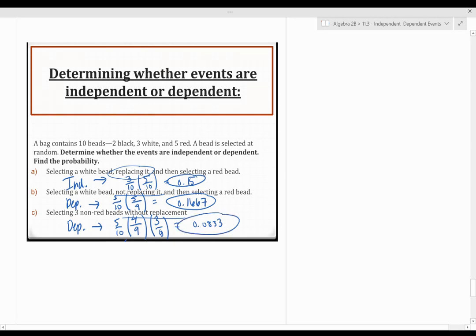All right, hope that helps clarify the difference between independent and dependent events. Remember, you can always multiply. The question is, do you need to narrow down the odds of the second event if the first one affected it? Let us know if you have any questions.